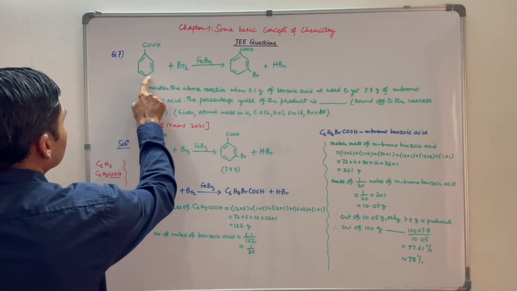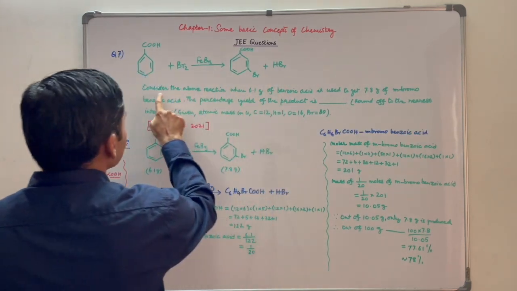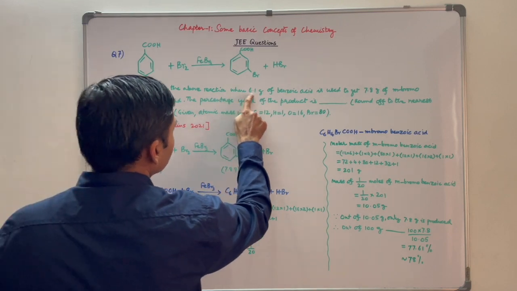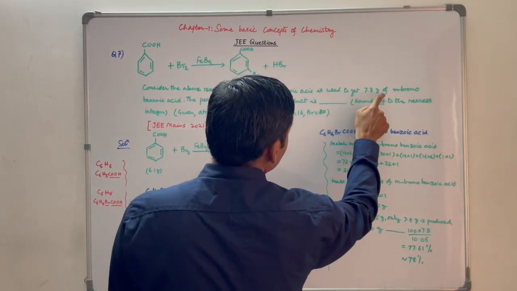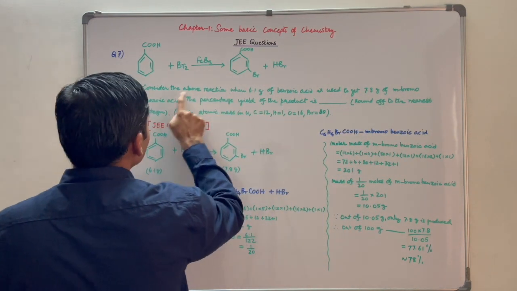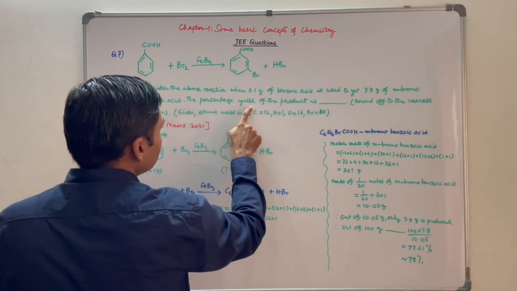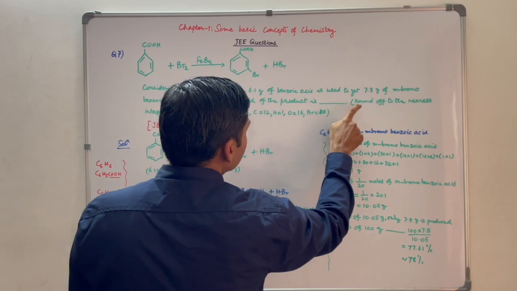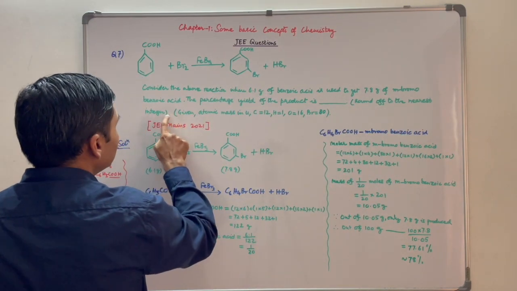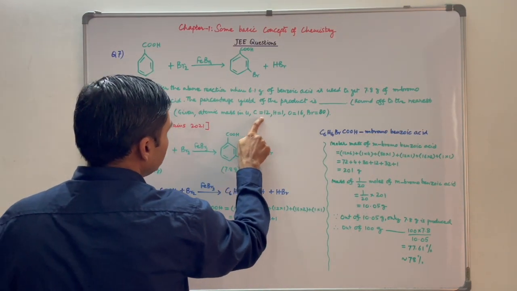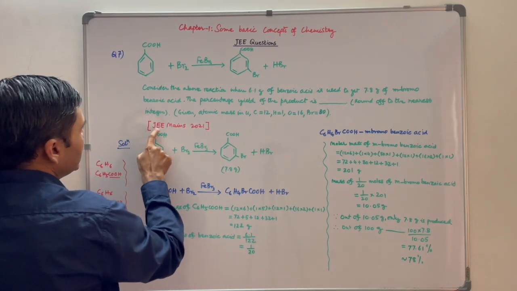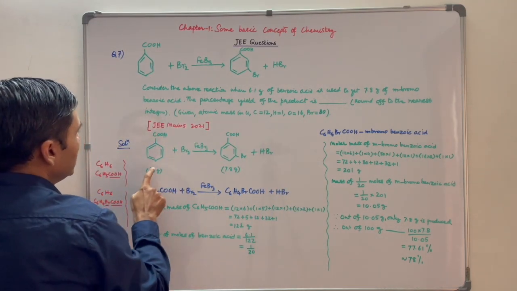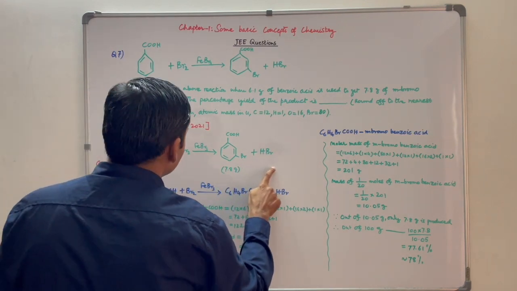Seventh question, this is the reaction. Consider the above reaction where 6.1 gram of benzoic acid is used to get 7.8 gram of M-bromo-benzoic acid. The percentage yield of the product is, round off to the nearest integer, given atomic mass in U: C12, H1, O16, Br80. This question appeared in JEE Mains 2021. So this is the chemical reaction given.